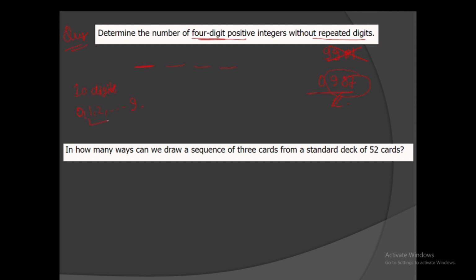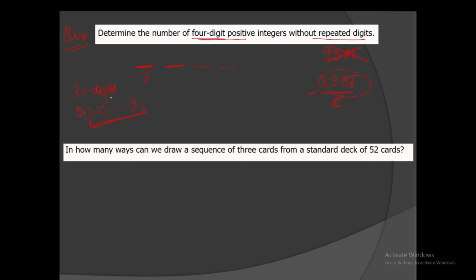So we have left over 9 different digits. So how many on the thousands place? Either 1 can go, either 2 can go, either 3 can go, and so on. Either 9 can go. So basically we have 9 ways over here. Similarly for the hundreds place.